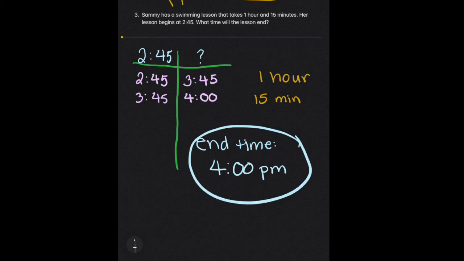That is our answer. So that's how you can use the T-chart to solve if it's looking for the start time or end time. All right.